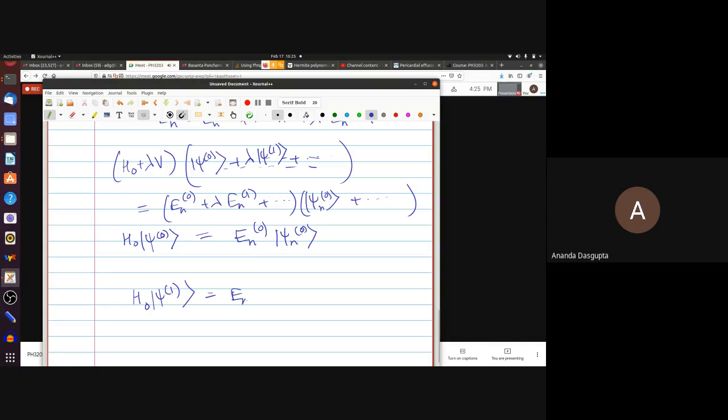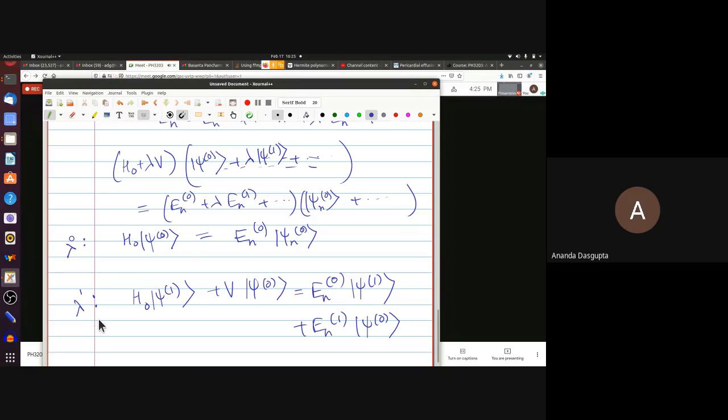So that's one part of lambda, but that's not the only single part of lambda term on the left. On the left, you have two terms which have power lambda. One is h0 psi 1, the other is plus v psi 0. On the right, you have equation En0 psi 1 plus En1 psi 0. So this is just what you get when you compare the coefficient of lambda to the 0 on both sides. This is what you get when you compare the coefficient of lambda to the 1 on both sides. And then you go on.